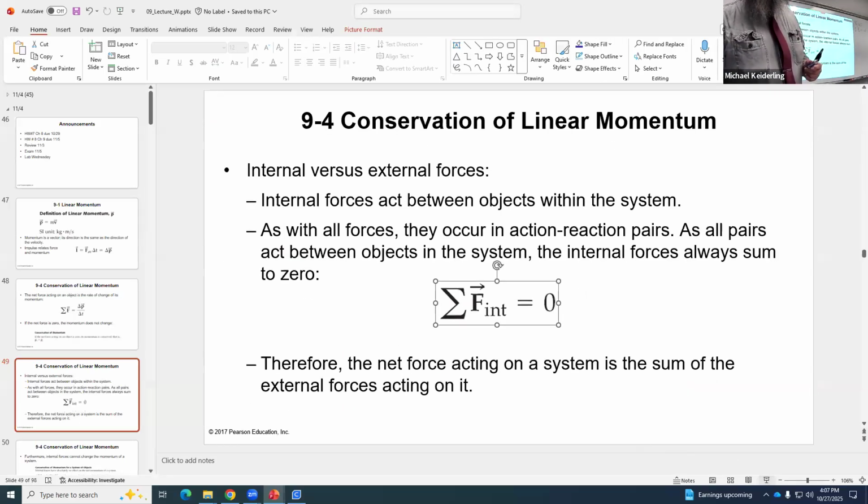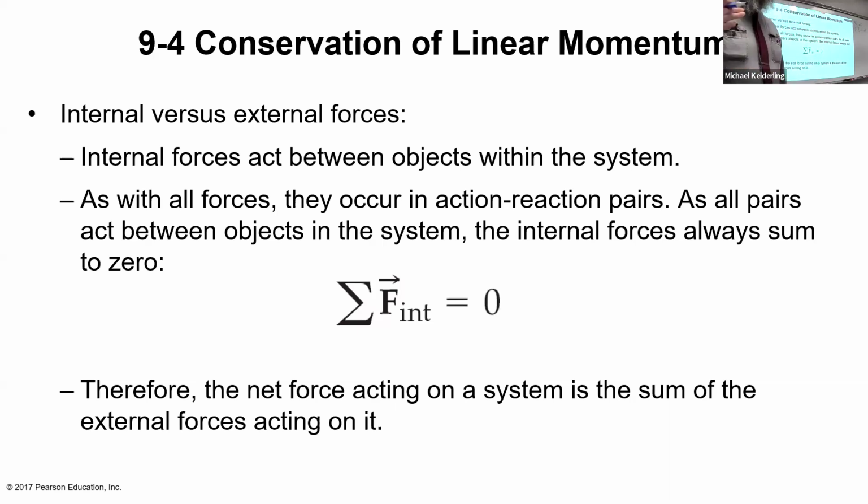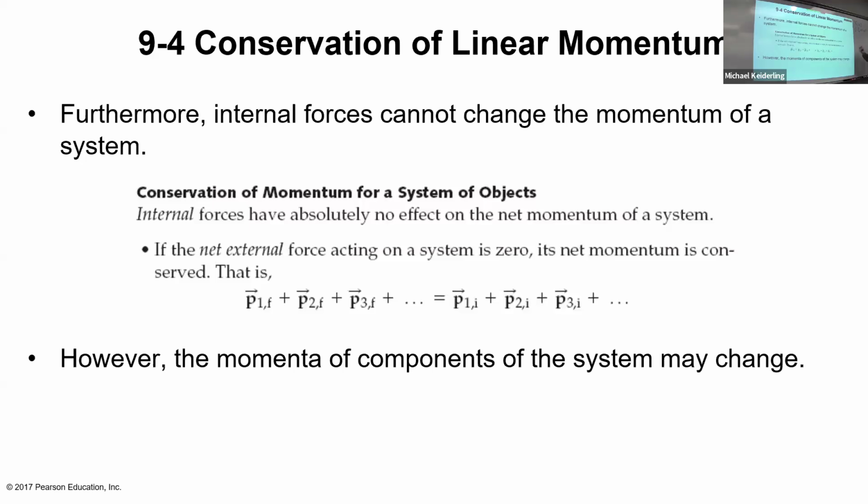Internal forces act between objects within the system. And because of Newton's third law, they're all action-reaction pairs. So if you add up all the internal forces, they all cancel out and add up to 0. Therefore, the net force acting on a system is the sum of the external forces acting on it, and that will relate to the change in momentum of the system. So if there are no external forces, momentum is conserved. Internal forces cannot change the momentum of a system. However, the momentum of components of the system can change.